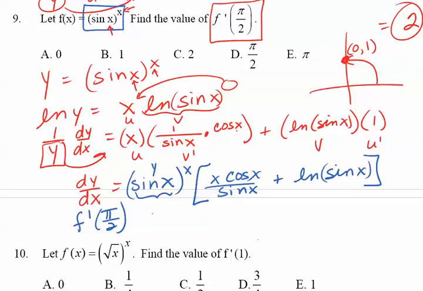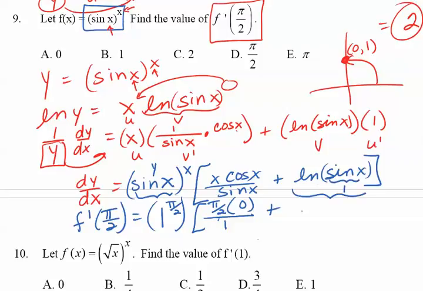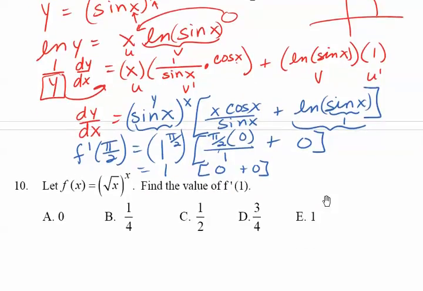So the sine of pi over 2 is 1. So we'll have 1 to the pi over 2. Remember, any power of 1 is still 1. X is pi over 2. Cosine of pi over 2 is 0. In the denominator, sine of pi over 2 is 1. Sine of pi over 2 is 1, and the natural log of 1 is 0. So when we came up with all of this, we got 1 times 0 plus 0. So that was, I remember commenting all that work just to get a 0. And now we did it again.